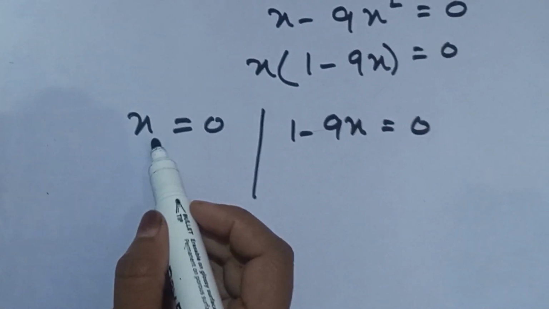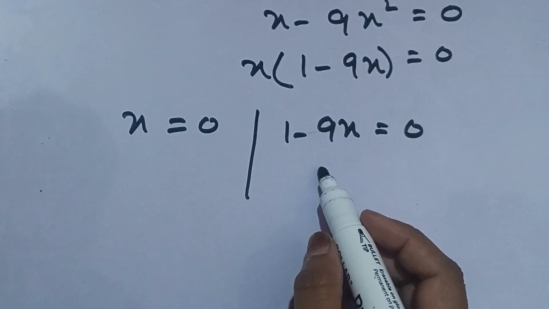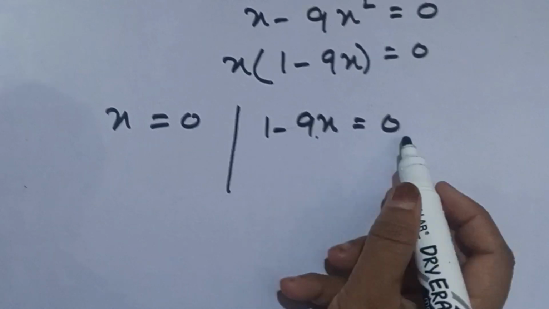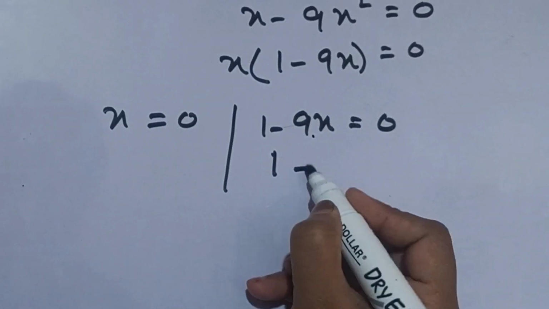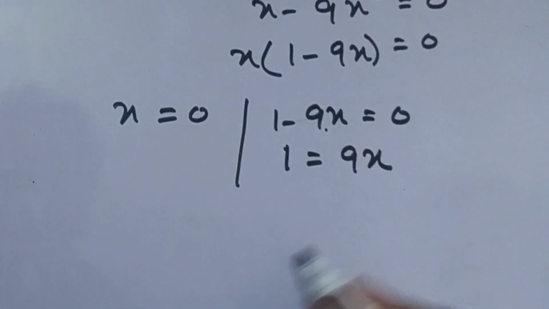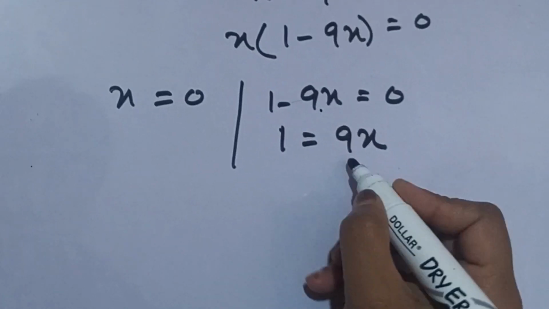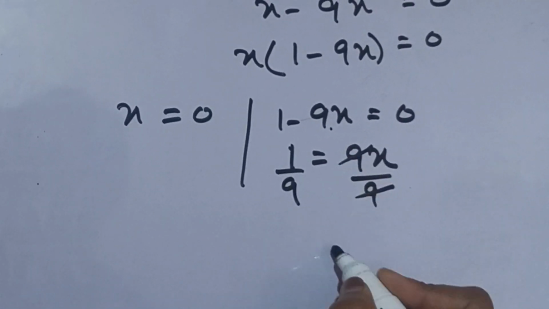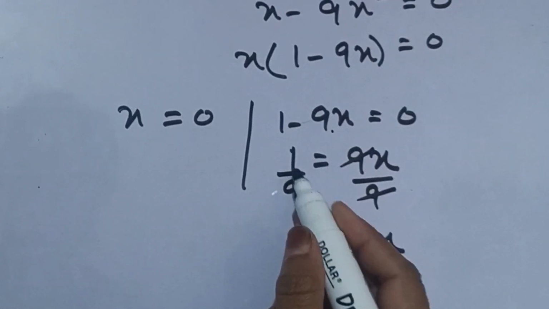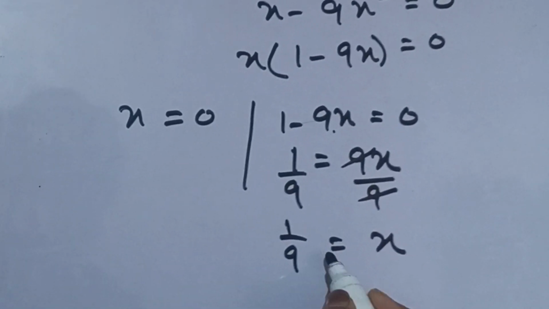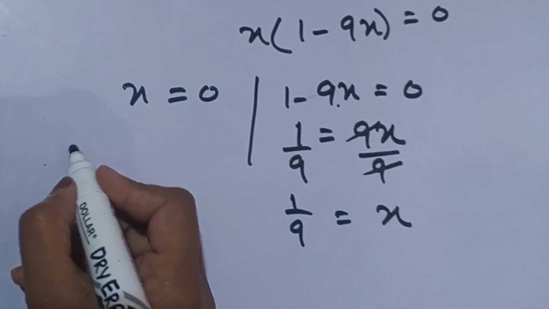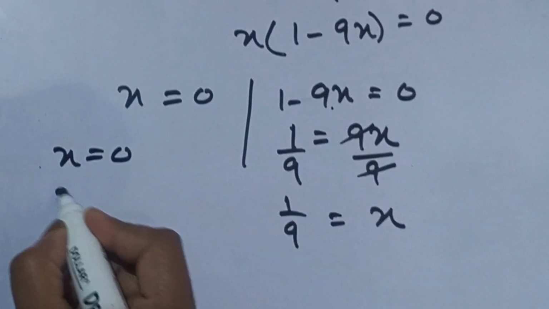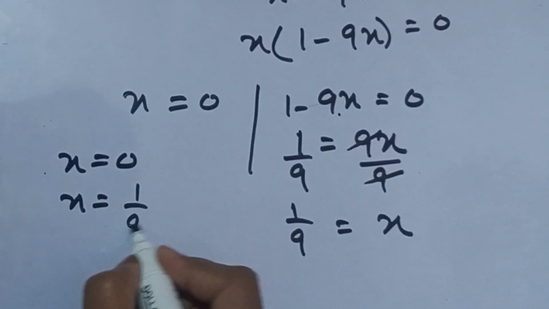This is the one value of x, which is 0. Now look at this. We add 9 times x on both sides of this equation. Then we have 1 is equal to 9 times x. And in the next step, we divide this equation by 9 on both sides. So this 9 and 9 cancel. We have x, and this is 1 over 9. This is the second value of x. So in our question, x is equal to 0, and the second value of x is 1 over 9.